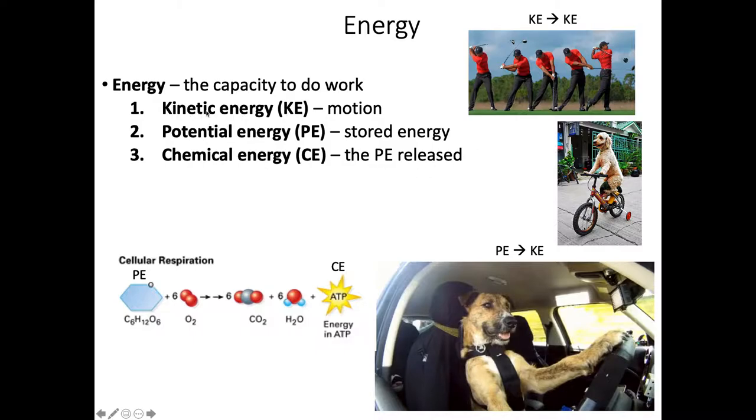The first one is kinetic energy, and KE is just the abbreviation for kinetic energy. Kinetic energy is energy in motion. When you're up and about, it's kinetic energy. But you can transfer this kinetic energy to another object. For instance, this is a picture of Tiger Woods. Here we see that he's about to swing his golf club. That's kinetic energy, energy of motion, movement. When he hits the golf ball, he's going to transfer his kinetic energy to the golf ball and make that golf ball fly a long distance.